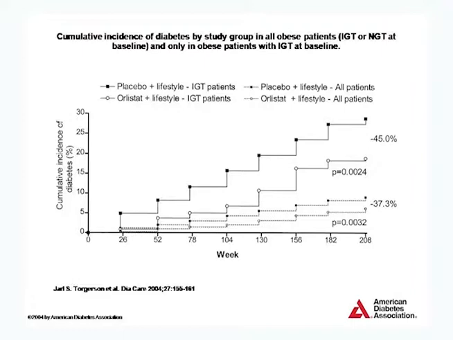And then this is the data for diabetes. So the bottom two graphs are showing when you look at the entire population of persons who are overweight and got orlistat versus no orlistat and lifestyle, 37% reduction in diabetes risk. But when you look at just those persons who have pre-diabetes, impaired glucose tolerance, there's a 45% reduction in the risk of going on to develop diabetes when both are combined.